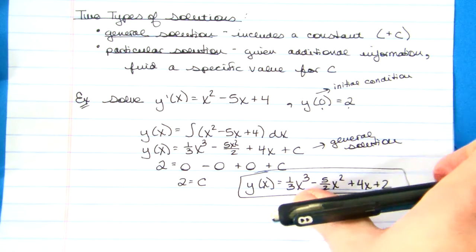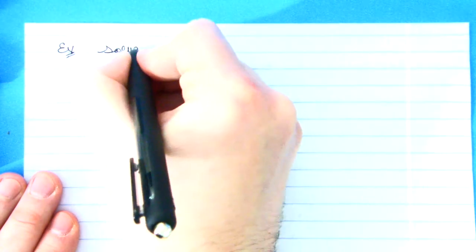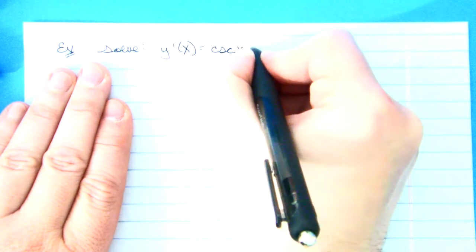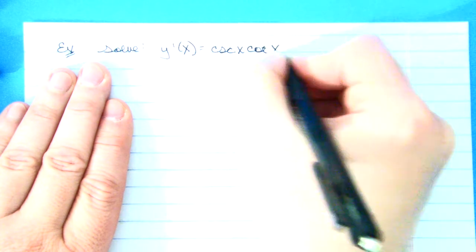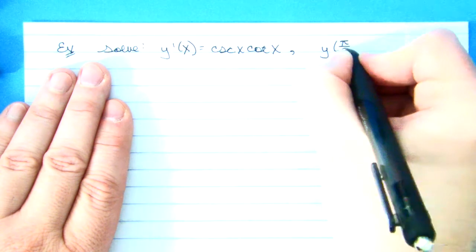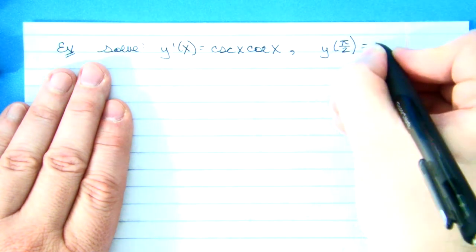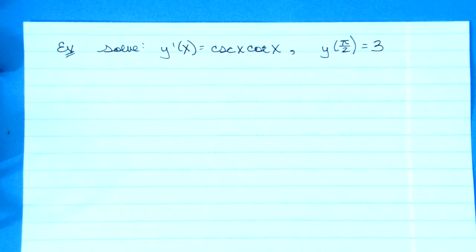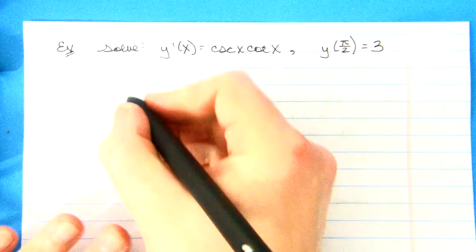Let's take a look at a couple other differential equations. Let's look at the differential equation y prime of x equals cosecant x cotangent x. And I'm going to give you the extra piece of information, the initial condition, y of pi over 2 equals 3. How do I solve this?